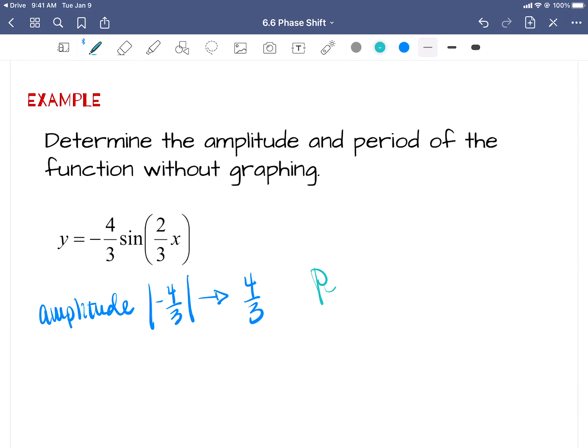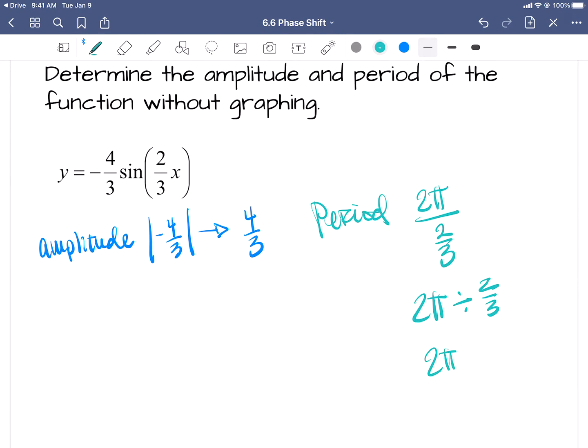And then the period, I use the coefficient of x and I divide it by, so this is sine. So sine's period, the parent function's period, is 2 pi. So I'm going to say 2 pi divided by 2/3. Right? You don't need to do the baby steps, but why not one more time? So it's just 3 pi.